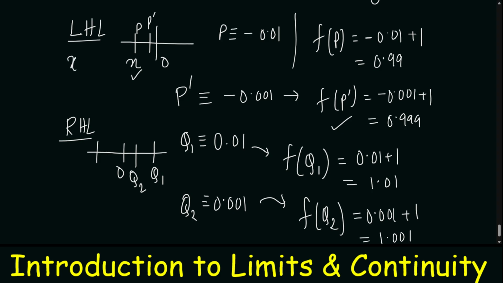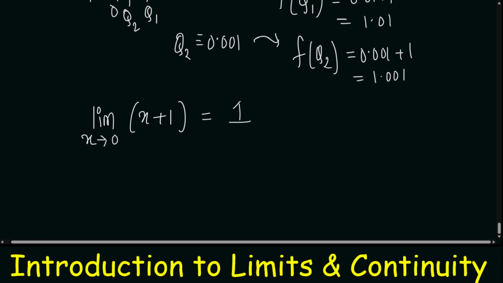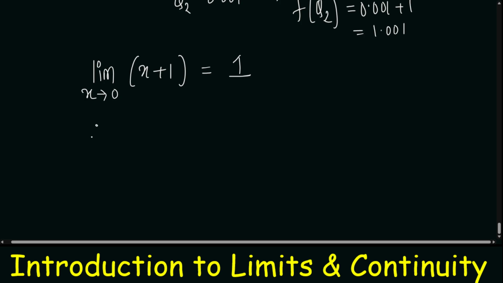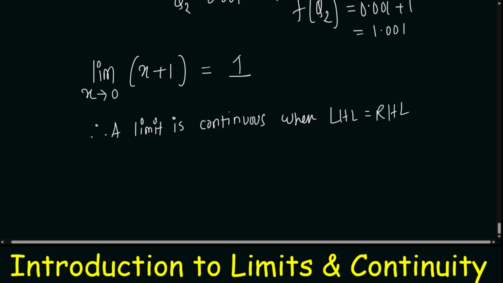So this can be written as x tends to 0 minus, and this can be written as x tends to 0 plus. And this is what we have to understand. This is the LHL and RHL. And a limit is continuous when LHL is equal to RHL, when left hand limit is equal to right hand limit, and more formally the value at that point must also exist.